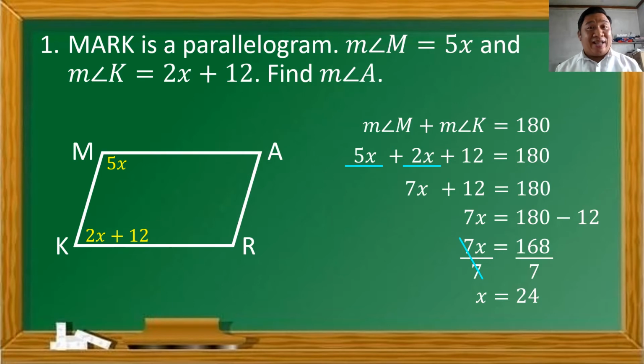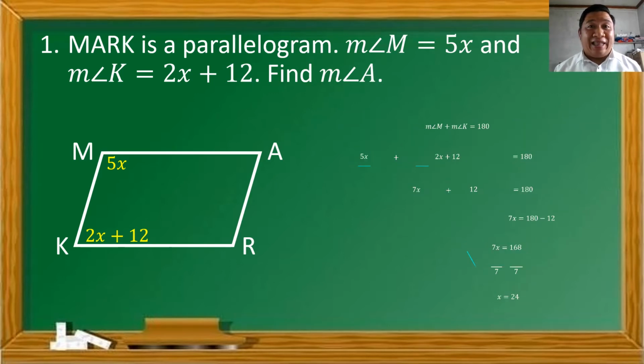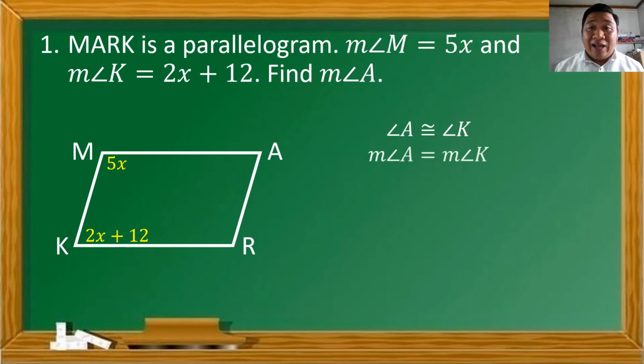Okay? So, meron na tayong value ng x, which is 24. So, pwede natin kunin ang value ng measure of angle A. Alright, so yun ang gagamitin nating relationship ha. So, pwede na nating sabihin that angle A is congruent to angle K. Kasi nga, they are opposite angles of a parallelogram. Since these two angles are congruent, ibig sabihin that their measures are equal. Kaya, the measure of angle A is equal to the measure of angle K.